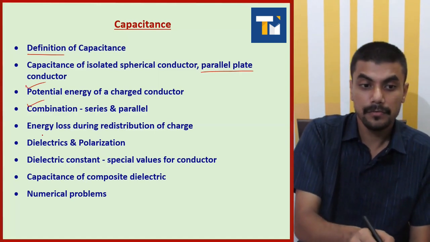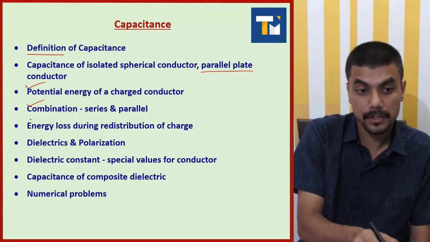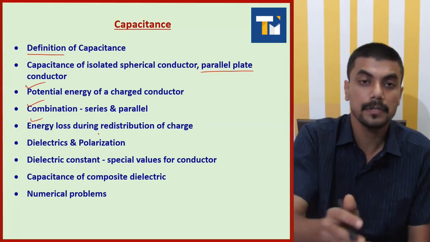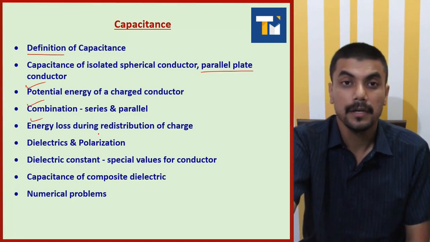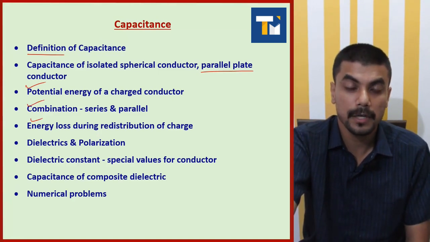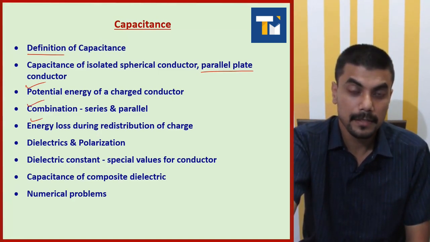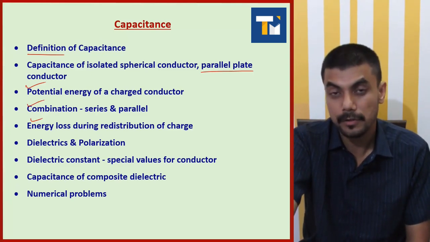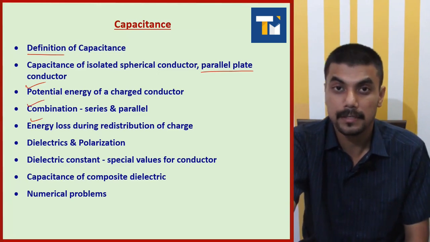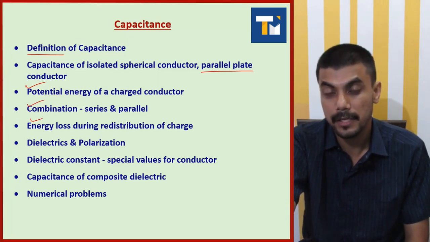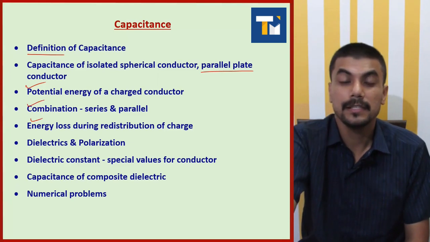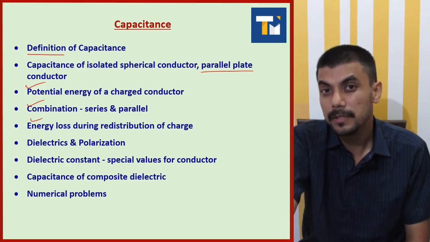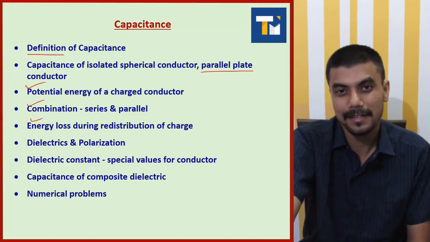After that, we will see the energy loss, something that I was just talking about a bit earlier, the energy loss that happens during redistribution of charge when two conductors come in contact with each other. And that is going to be very similar to how two objects collide. I'm sure you must have encountered in mechanics that, particularly in the case of inelastic collision, there is energy loss when two objects collide. So this is going to be the electrostatic counterpart of that in a way.